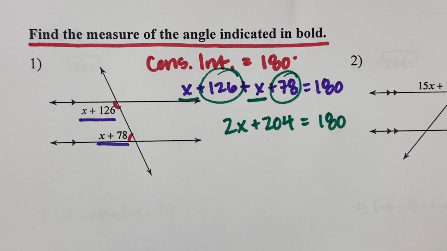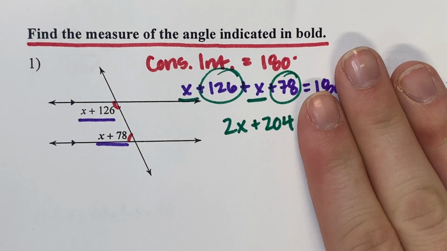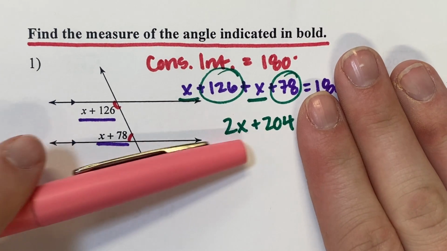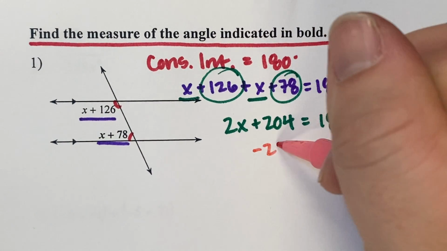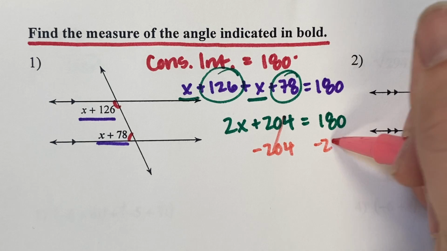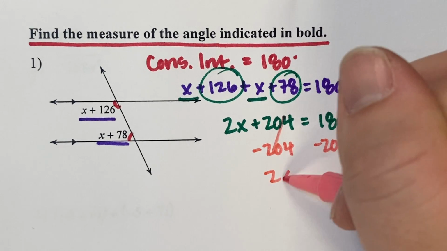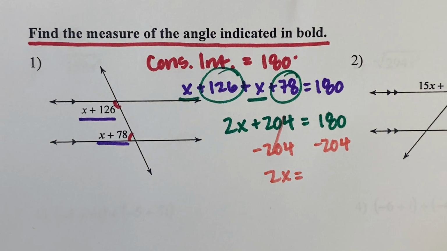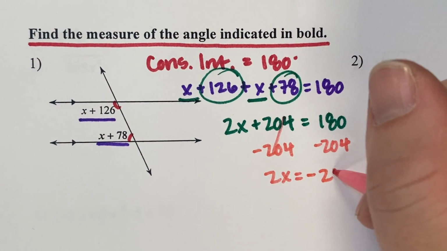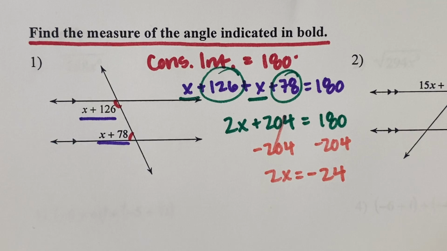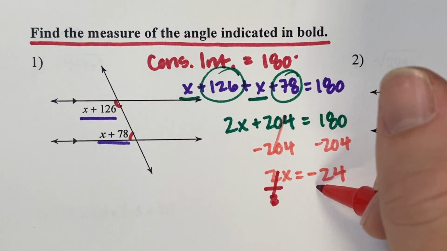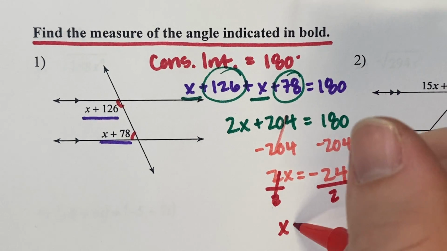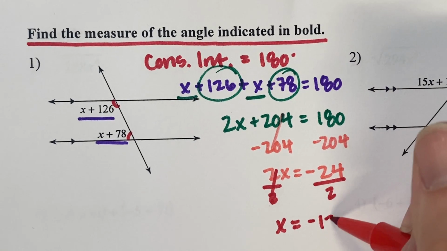Okay, so now I can start solving for x. The first thing I got to get rid of is the 204 because it's farthest from my x. So I'm going to subtract 204. So I get 2x is equal to 180 minus 204, which is negative 24. My last step, opposite of times by 2, is divide by 2. So I get x is equal to negative 12.